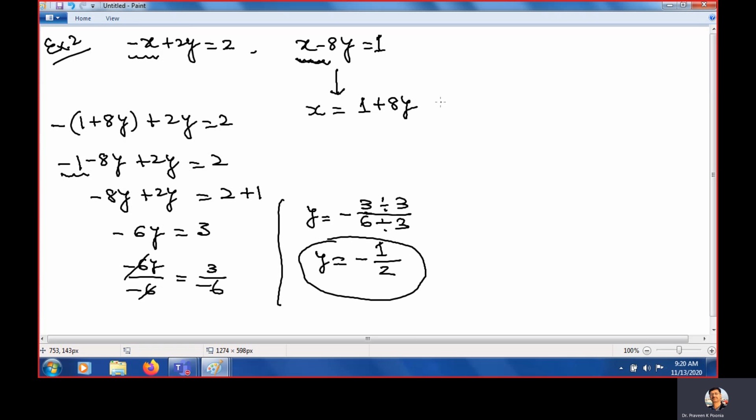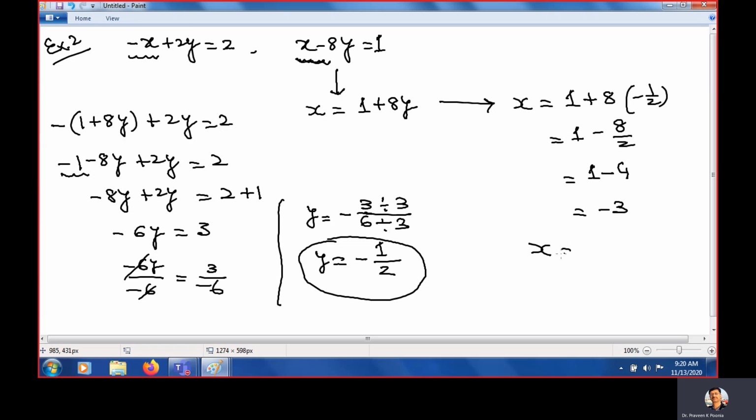Clear? Now put this value here in this equation. So we will get x equals 1 plus 8, and the value of y is minus 1 upon 2. So it is 1 plus minus 8 divided by 2. Clear? 1 minus 8 divided by 2 is 4. So what is it? Minus 3. So the value of x is minus 3. This is how we are finding the solutions.